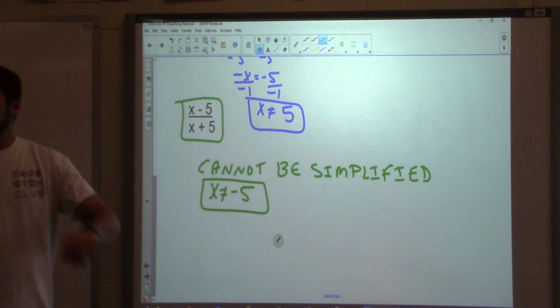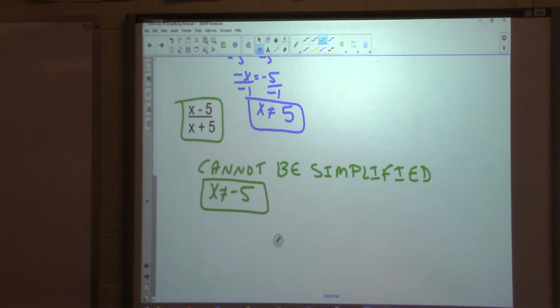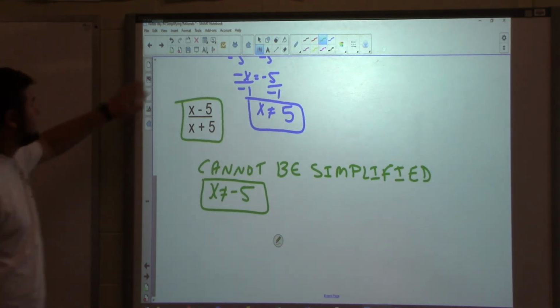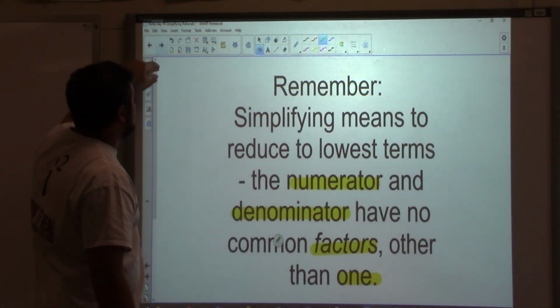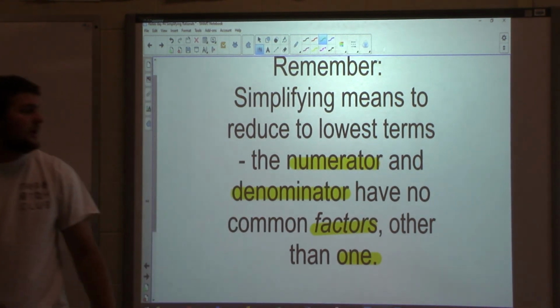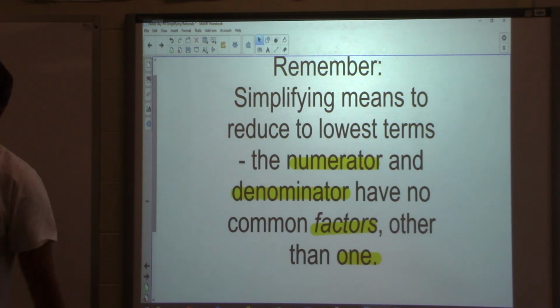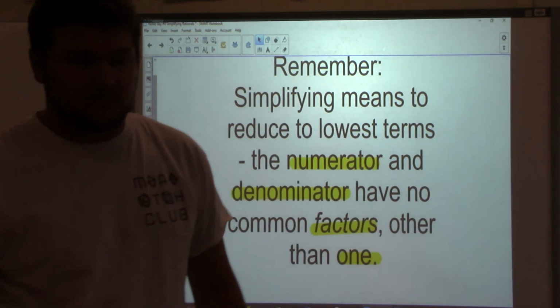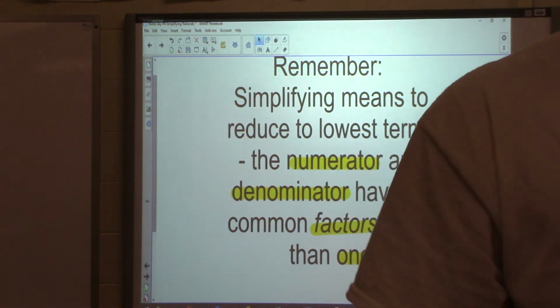We only have a couple minutes left. No, it is not the same. I mean, it's close, but it's a factor of negative 1. So we're going to skip the last one. Remember, simplifying means to reduce to lowest terms. The numerator and denominator have no common factors left other than 1. That's what we're looking for when we simplify.